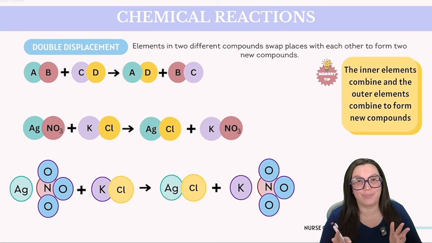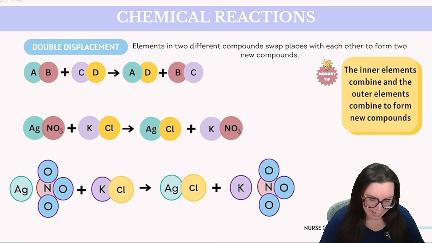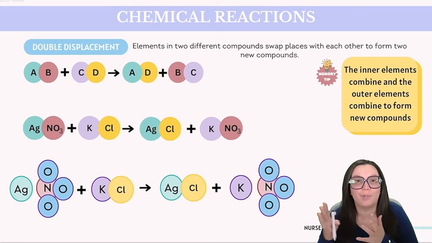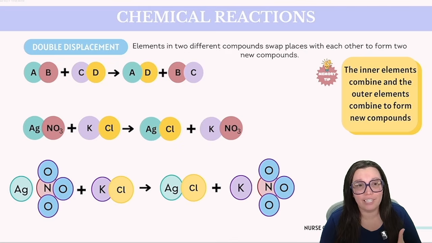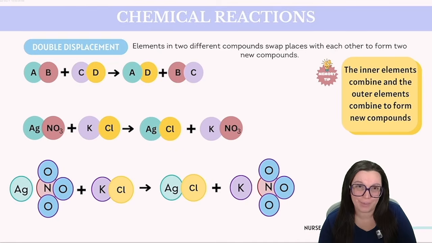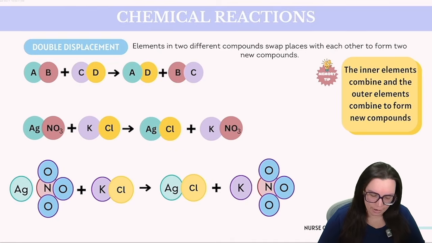So here's a memory trick for you. I want you to visualize the inner elements combining together and the outer elements combining together in order to form new compounds. Alternatively, you can also see this as them swapping metals or other elements in exchange to generate new compounds. So let's take a closer look at our example.